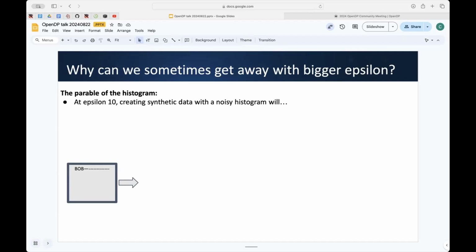And let's say Bob is unique in the data set. Bob is the only person that has those 4 properties. At epsilon 10, creating synthetic data with a noisy histogram, does anybody know?